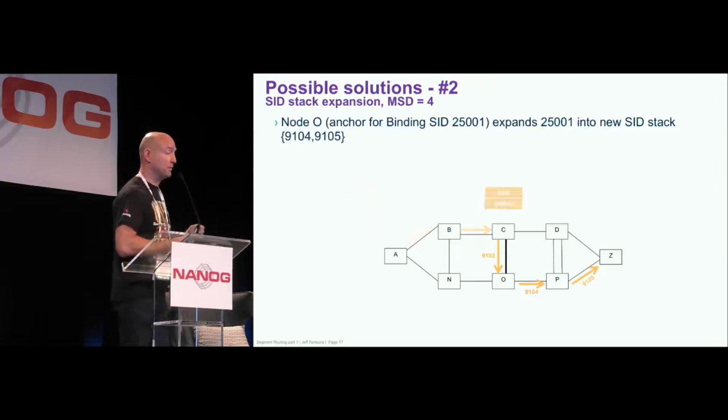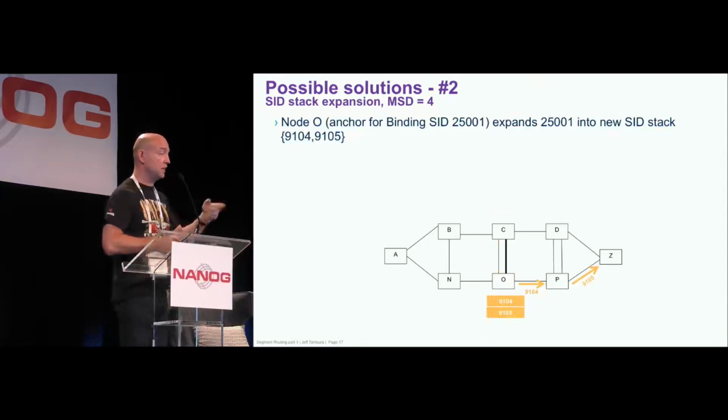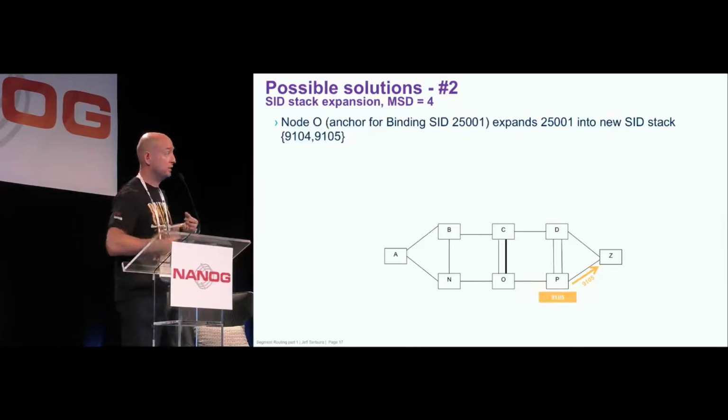So as we pop labels, we reach node O, and as you could see, node O looks up the binding SID. It says, I need to expand it to another SID stack. It pushes two labels, 900405, and now we can go to the destination. You could build this on a pretty lengthy path. You just need to expand and make the PCE compute differently. So there's an additional constraint, which is the MSD, and you need to count which node is going to be the last in the MSD stack.